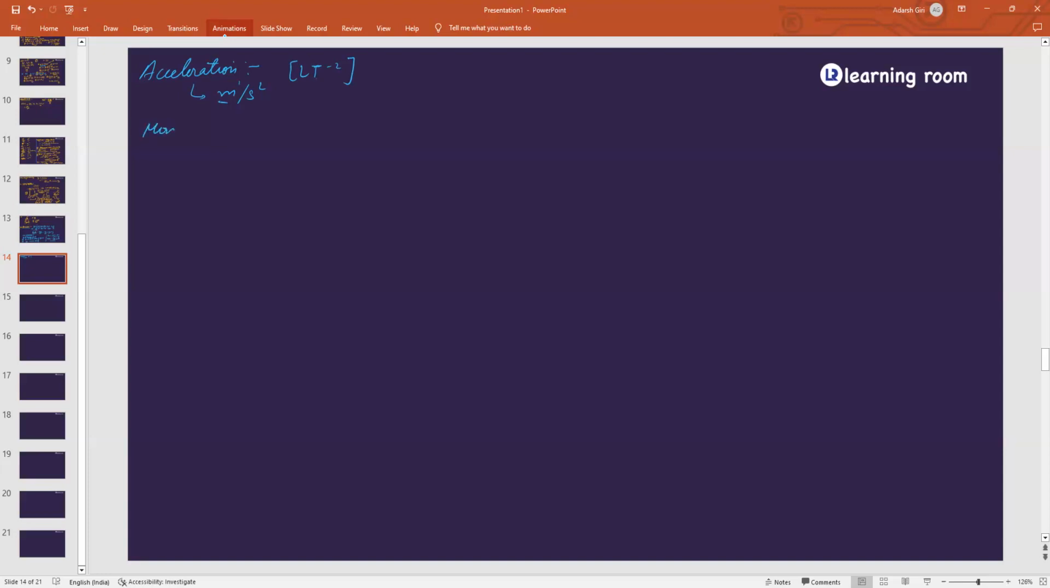Momentum. Sir, I have a doubt, sir. Yeah, go on. Sir, in the acceleration, they have written as LT power -2, and its unit is meter per second square. So meter has a power of 1. As it is 1, do we have to mention it as 1 or we just leave it?